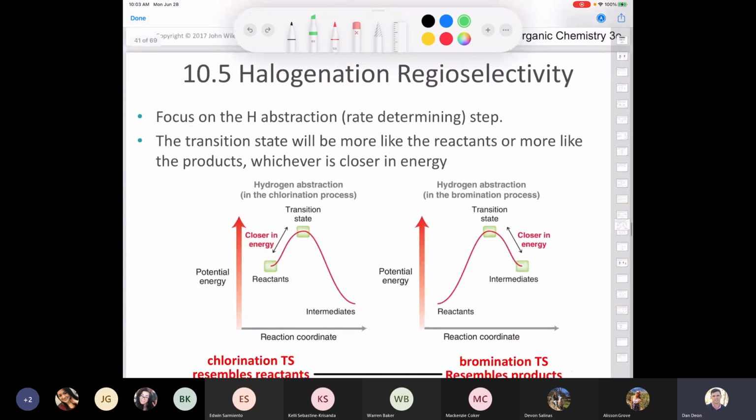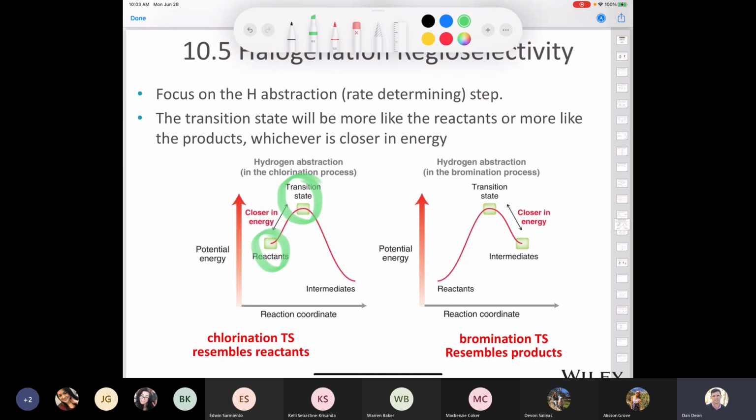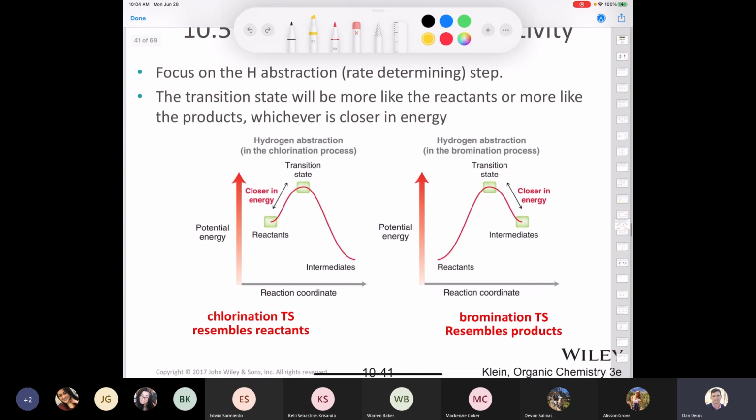Since the hydrogen abstraction of the chlorination process was an exothermic process, the transition state is going to more closely resemble the reactants. That's the Hammond postulate: if the transition state is closer in energy to the reactants, it's going to more closely resemble the reactants. But if you look at the first step, the hydrogen abstraction during the bromination process, now it's the opposite. The transition state more closely resembles the intermediates. What's the intermediate? The intermediate is a radical. That's starting to come together.